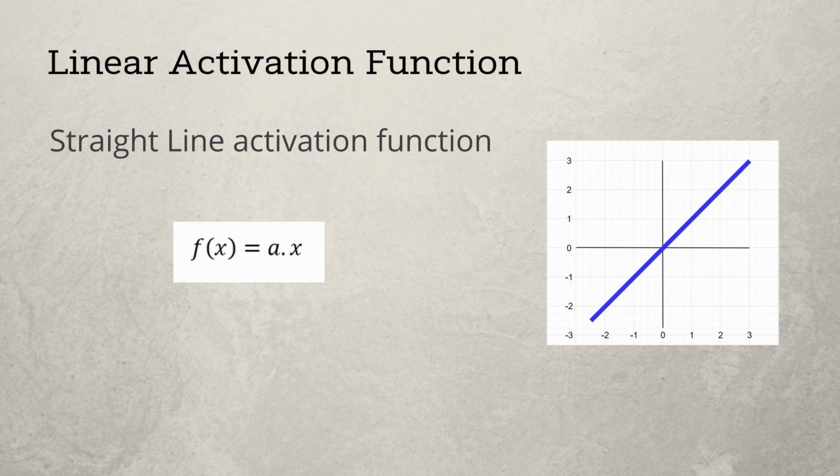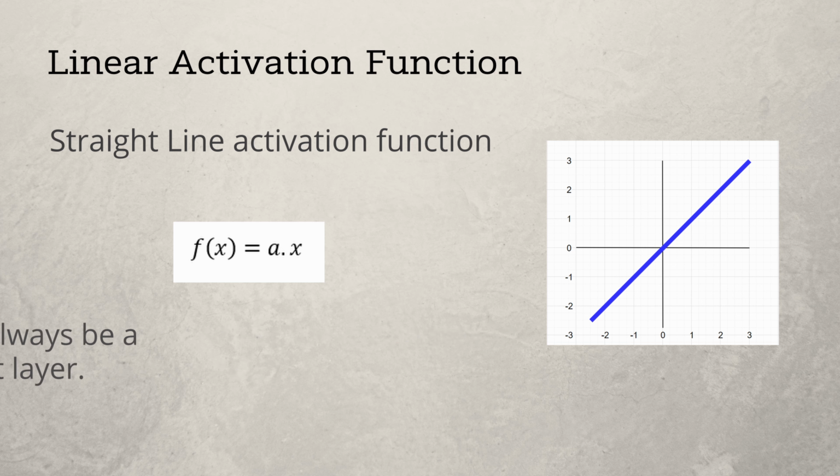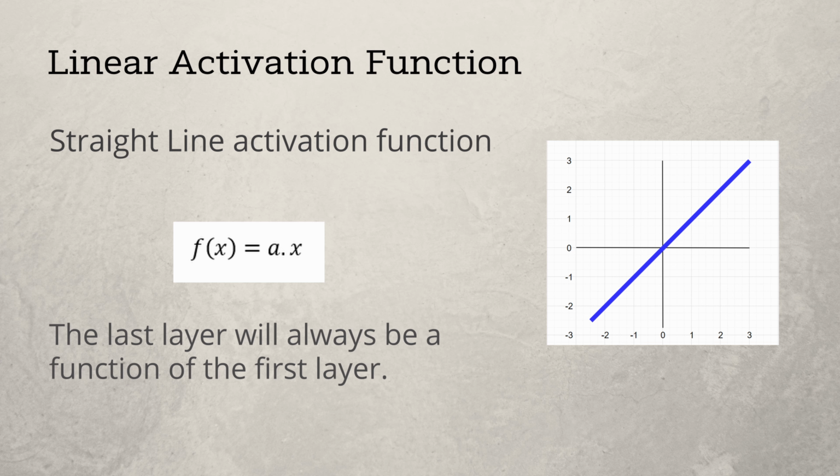A drawback of linear activation function is that changes made in backpropagation will be a constant, which is not good for learning. Another drawback of linear activation function is that the last layer will always be a function of the first layer, limiting the neural network's ability to deal with complex problems. As a result, a neural network with a linear activation function simply becomes a linear regression model.